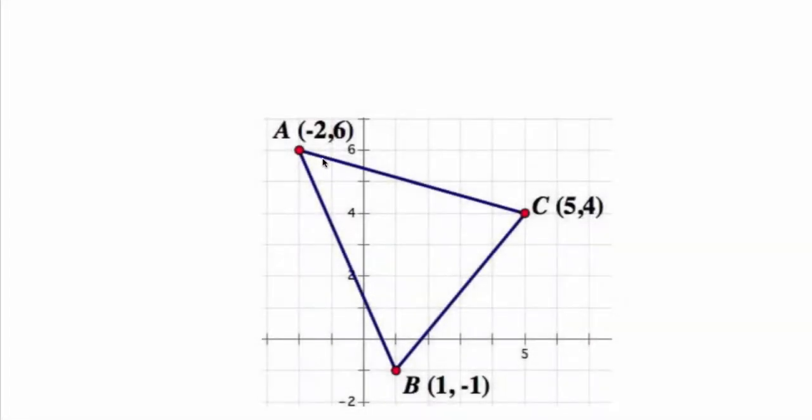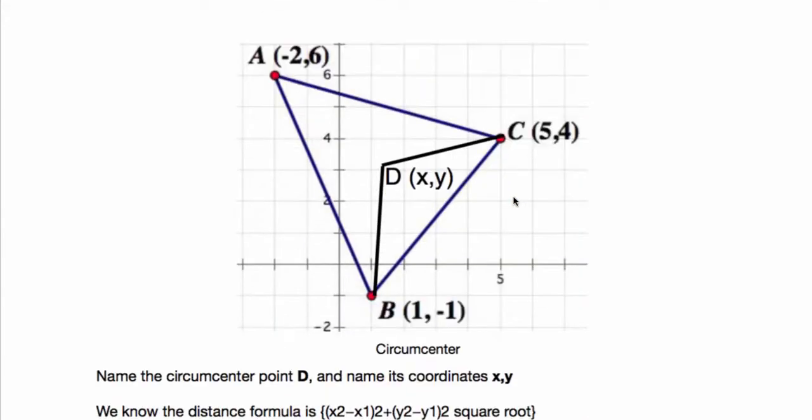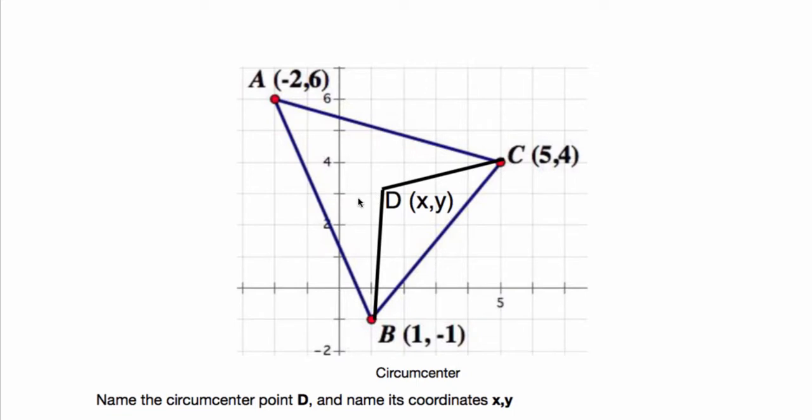Okay, so we have our triangle with the points given, A, B, and C. For the circumcenter, we know the circumcenter is the point of concurrency of the perpendicular bisectors. One of the properties is it is equidistant from the three vertices. So we're going to name the circumcenter point D, with coordinates x and y.